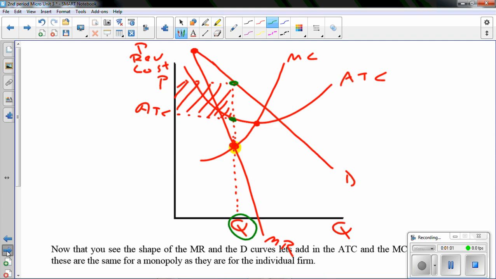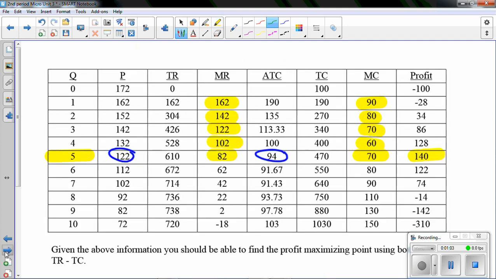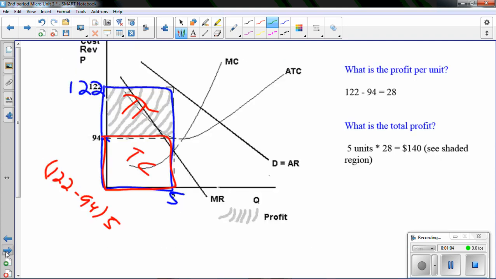Okay, so that was a monopoly earning a profit. I went through the numbers and I showed you that total revenue is price times quantity. So the whole blue square there is total revenue, with the total cost being the red area. So if you take total revenue minus total cost, that gives you your area of profit, and that's that area up there. Okay, so that's what we did yesterday.